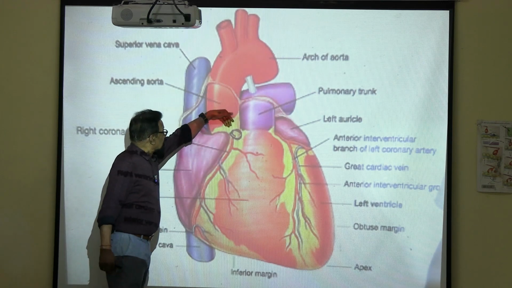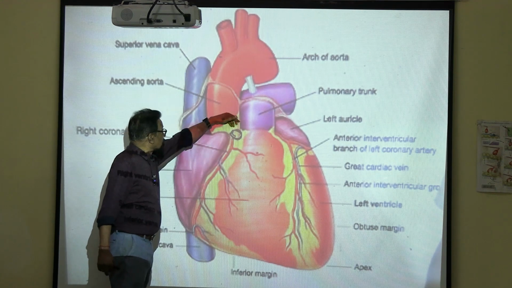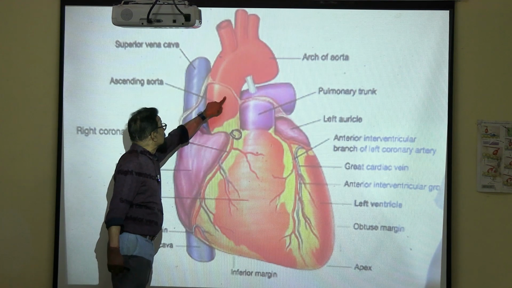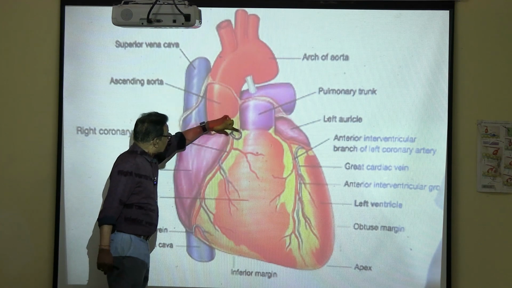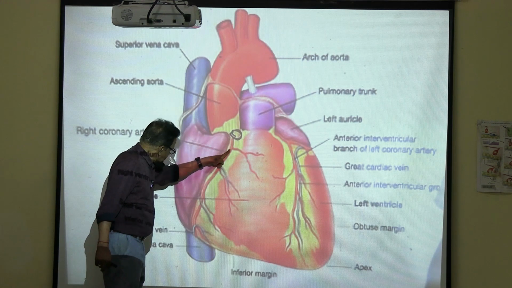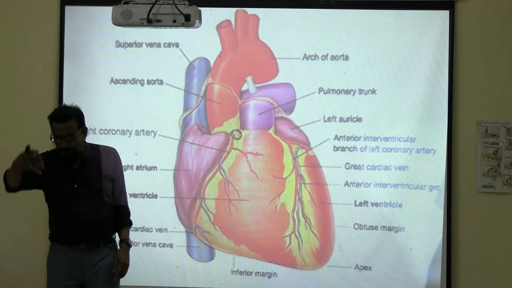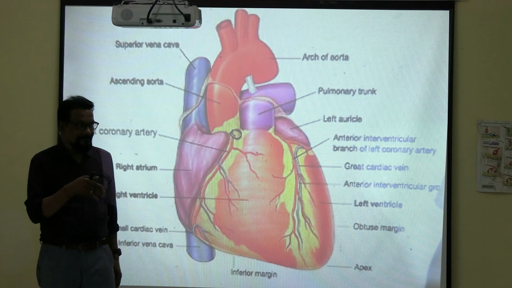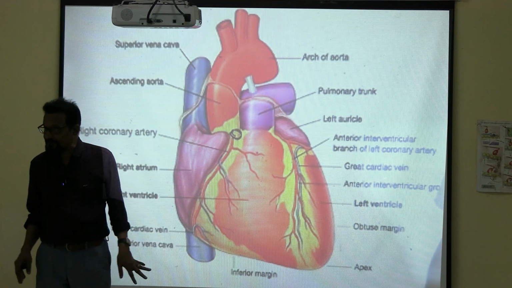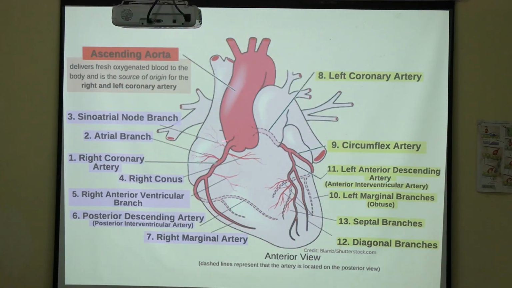So in between this area, the right coronary artery originates from the root of the aorta. From this it is originating and passing in between, and there is a groove, the coronary sulcus. So it will pass through the coronary sulcus. While passing through the coronary sulcus, it will produce several branches. Where will these branches go?